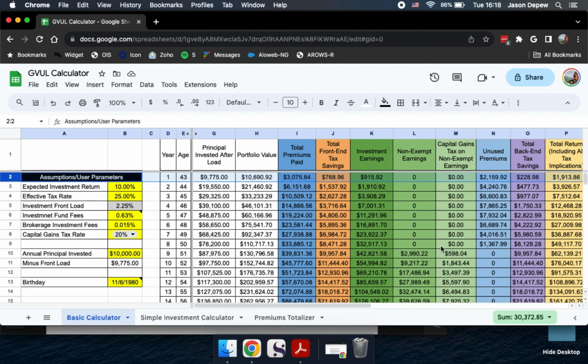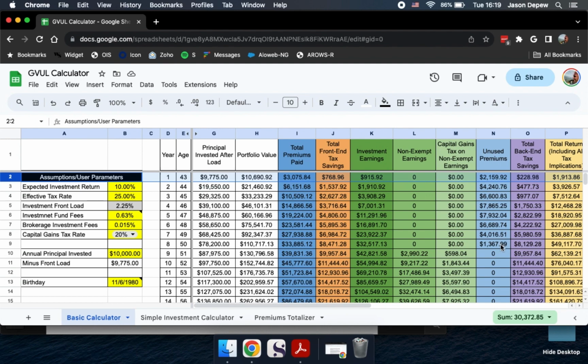That's great. In this example here, that happens through year 8, and then in year 9, you've made 42 grand, whereas Delta's only paid 39 grand in premiums. So now there's about $3,000 of earnings that are not exempt from taxes if you were to pull it out right there at that point. And based on your capital gains tax rate, in this case, we chose 20%, your capital gains tax, if you pulled all that out right there, would be $598.